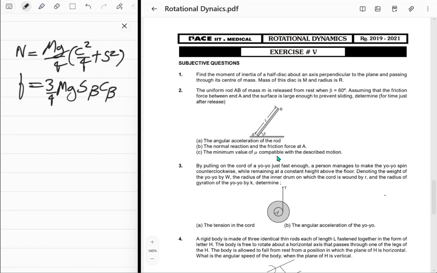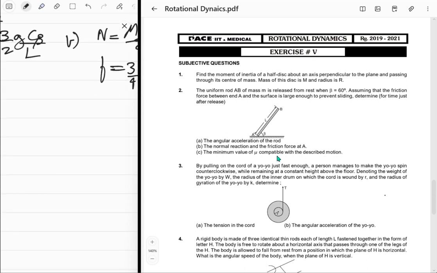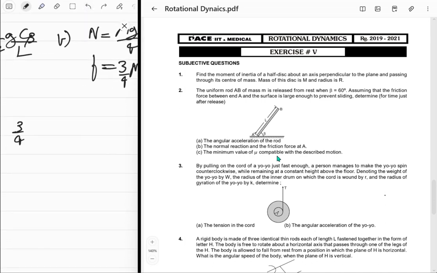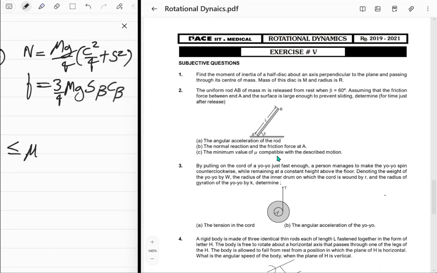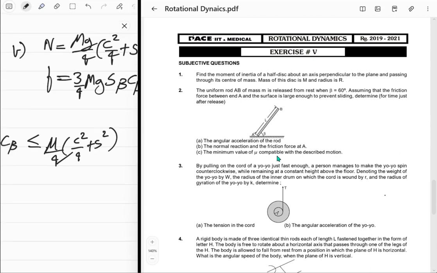So you got friction force, you also got normal force. What should happen is that friction should be less than or equal to mu times normal. So really 3/4 of sine beta cosine beta should be less than or equal to mu upon 4 of cosine squared upon 4 plus sine squared. 4 cancels. Yes, this is what we're looking for, I guess.